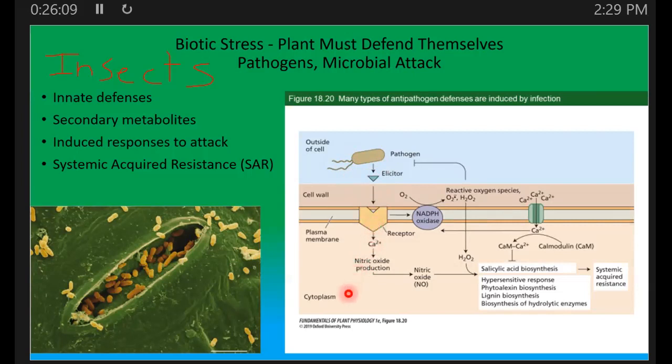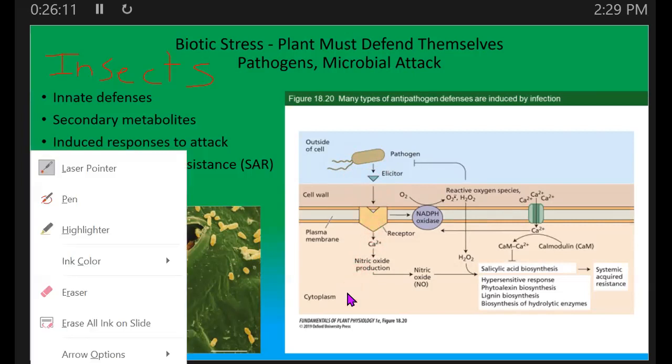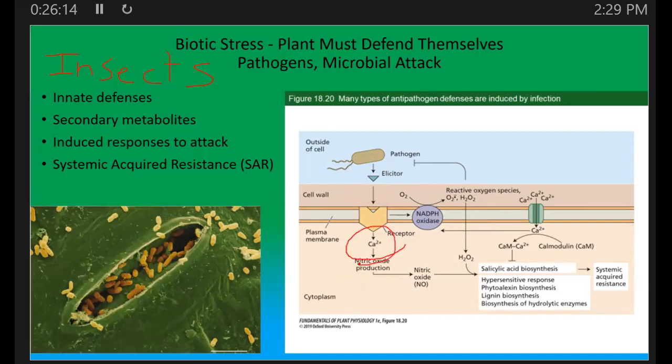And then you see this idea of calcium showing up. So often we see calcium playing a role to help send the signal into the cell a little bit better. And then you also see nitric oxide playing a role. So different chemicals will start to get used to help get this signal into the cell to help the plant make sense of what's attacking it and how it should respond to this.